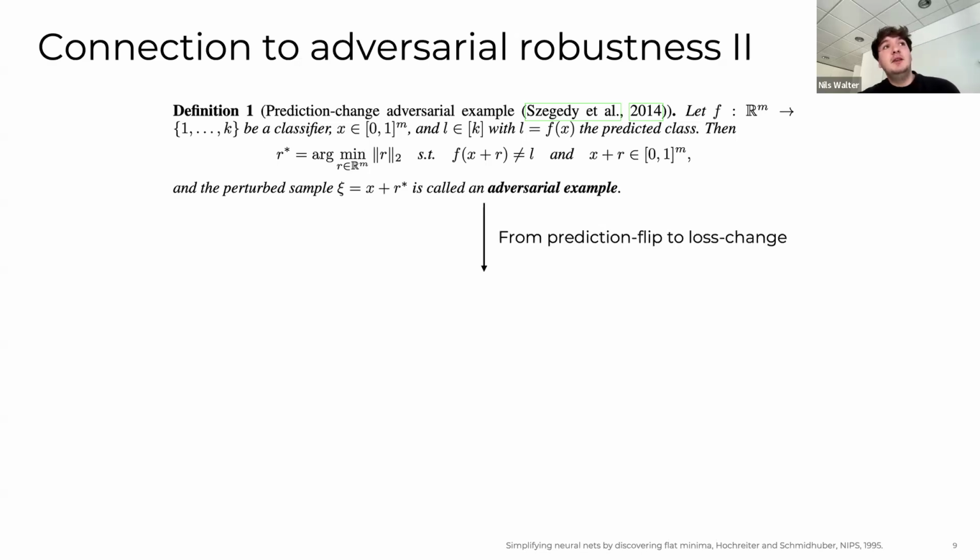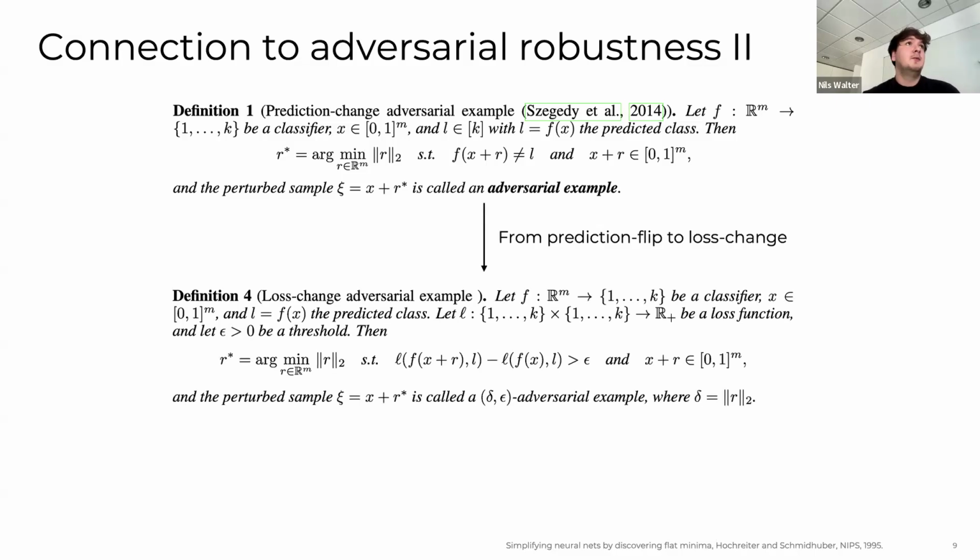But given that we are working on the loss and not necessarily on the specific prediction, we also need a loss-based definition, which more or less looks like this. We say we have an epsilon-delta adversarial example if the input changes by delta, and we also only have a change in loss of epsilon. I mean, it's essentially already a smoothness condition, and if you write it like this, it becomes somewhat clear that you would expect a nice connection there.